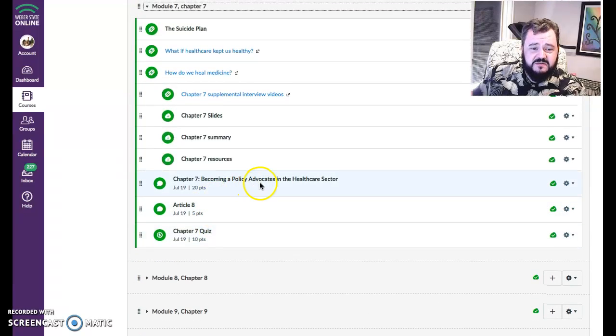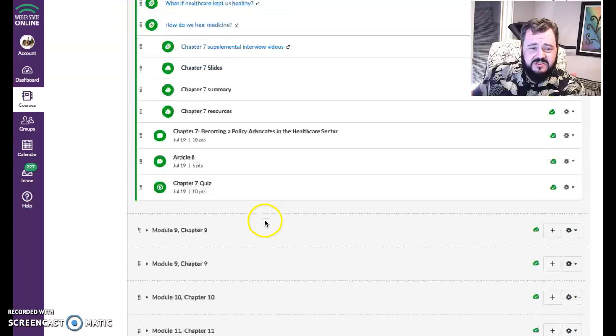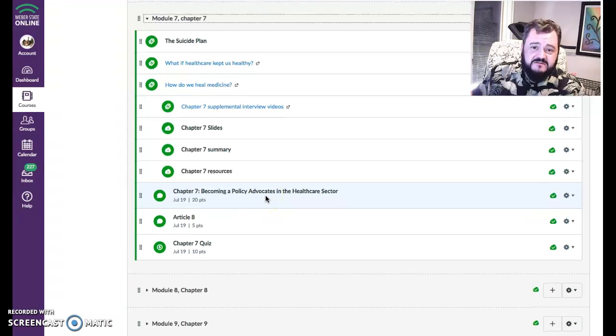So the first one here in this section, Module 7, is on being an advocate in the healthcare sector. If you really are interested in medical social work or medical issues and being a social worker there or an advocate there, this would be a place to really focus a lot of time and energy.